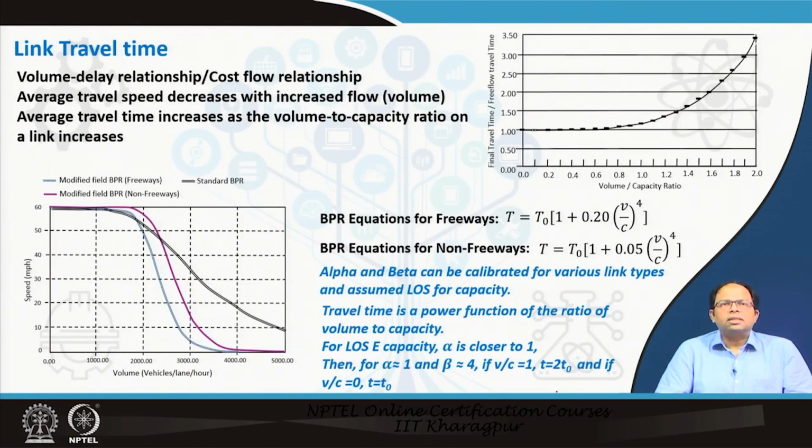So as we were discussing, as the traffic volume increases, the link travel time actually increases. The volume delay relationship, which is also known as the cost flow relationship, we have learned earlier. Average travel speed decreases with increased flow or volume, and average travel time increases as the volume to capacity ratio on a link increases.